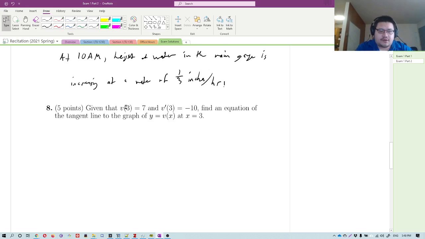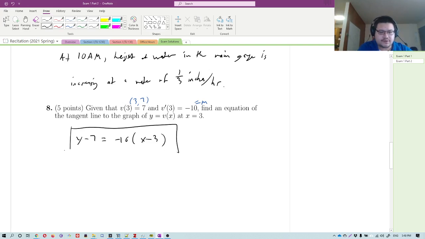All right, number 8, given that v of 3 is 7, v prime of 3 is -10, find an equation of the tangent line. Okay, so it gives you all the data. What you just need to know is that this is the slope. So the derivative is the slope of the line, and this is the point that lies on the line, the point 3 comma 7. So we're given m is -10, we're given the point, and so we just write the tangent line in point slope form. So that is y minus 7 is equal to -10 times x minus 3, and that'll be it. Don't have to do anything extra.